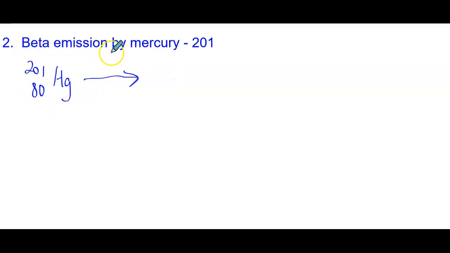It says beta emission. Now, why didn't we put beta first? Because if I'm emitting something, it's going to be after the fact. It's emitted or given off. So beta is 0, -1 beta, plus something.